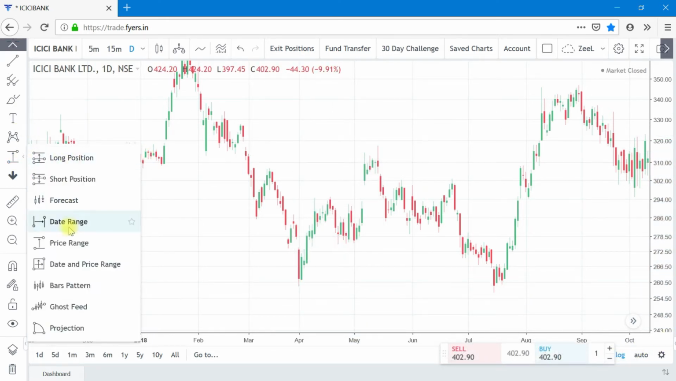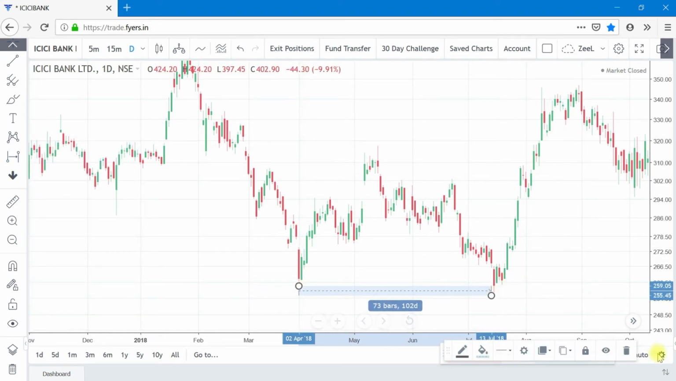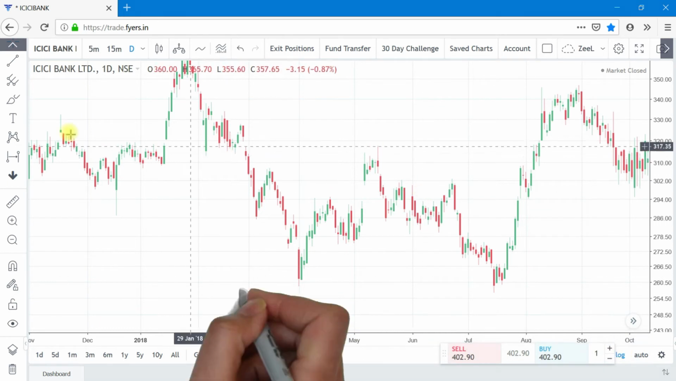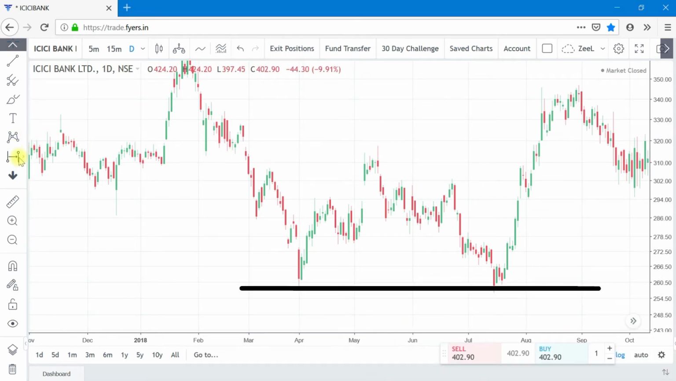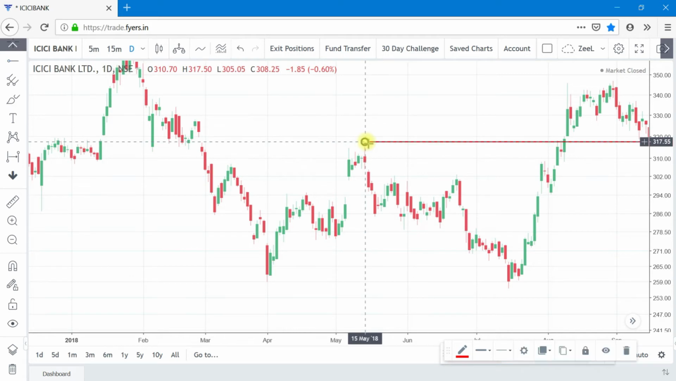Next, time between candles is 73 bars, which is good, and these two bottoms are almost on the same line. So with all this, it qualifies to be a double bottom chart pattern. We can be prepared to go long but should wait for the price to cross the neckline. Let's paint it in green.